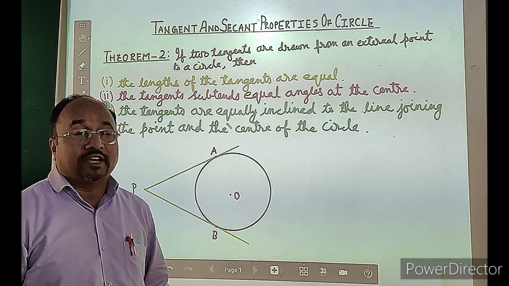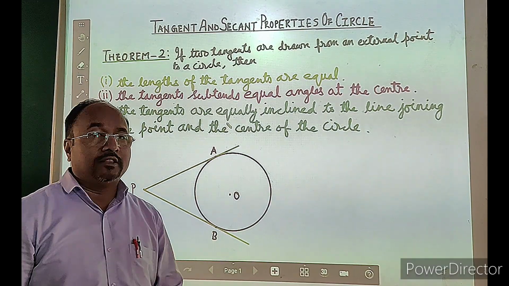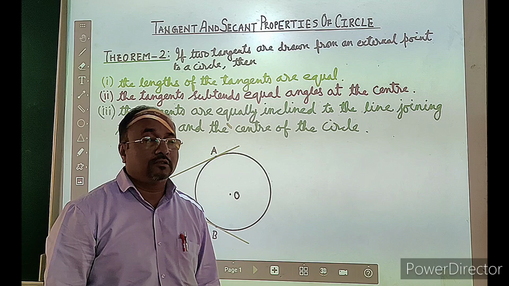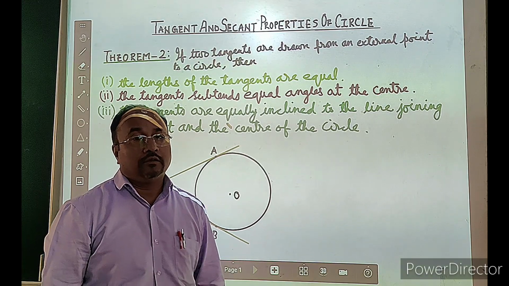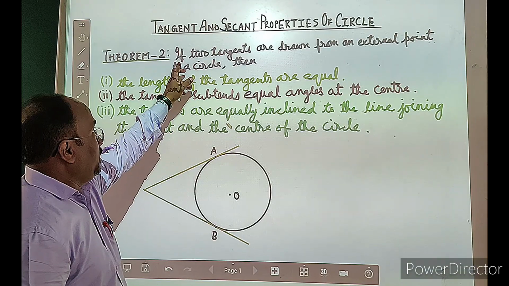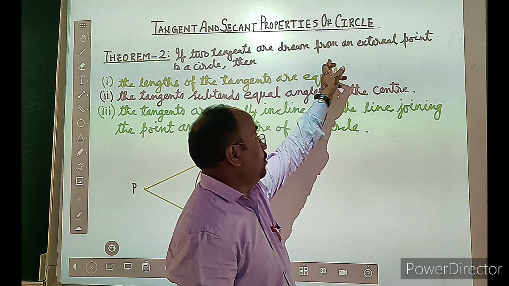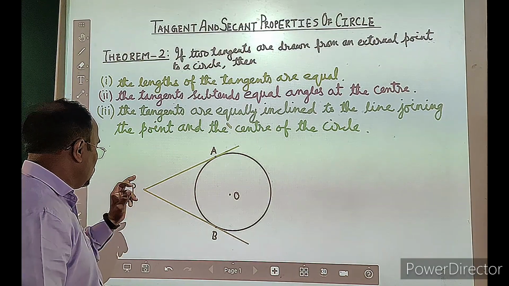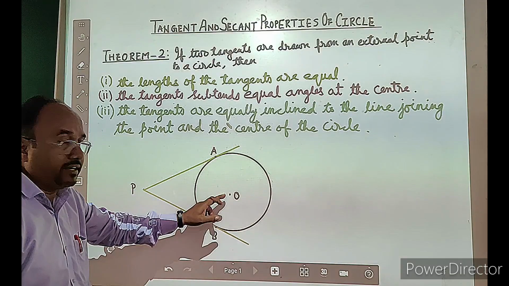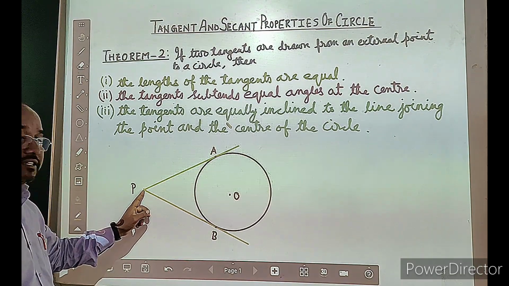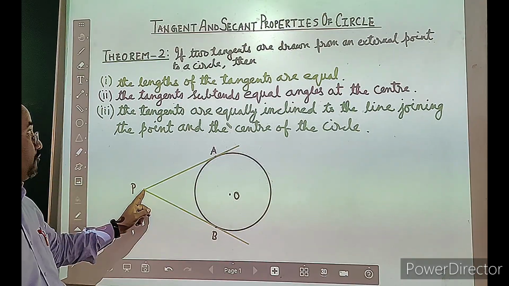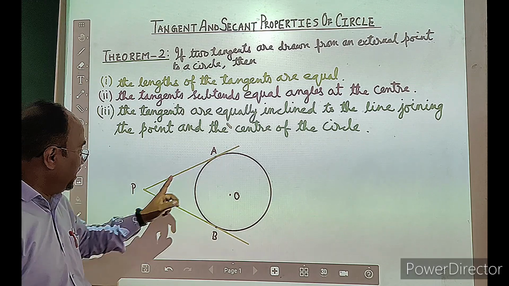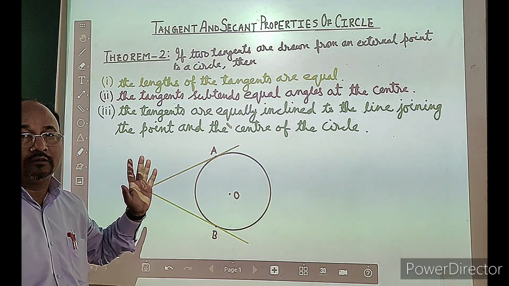Students, now we move to the second theorem. The second theorem is the lengthy one. It has got three parts, but a very important part. The theorem says if two tangents are drawn from an external point to a circle, then, so this is a circle drawn, center is here, point P is an external point, and from here two tangents PA and PB are drawn.